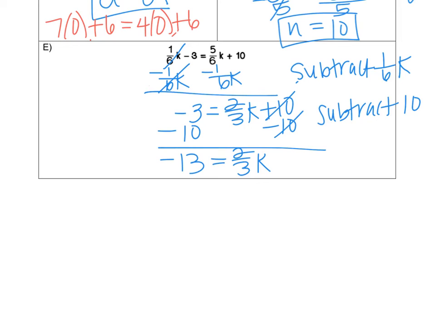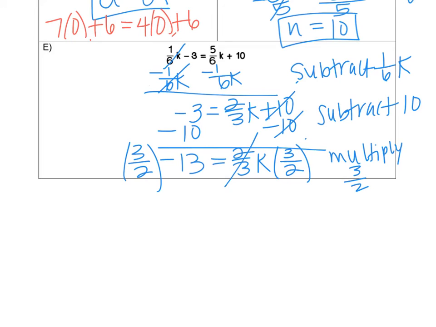So I need to get this 2/3 to the other side. So the easiest way to do that, you could multiply by 3 and then divide by 2. I just like multiplying by the reciprocal. So I'm going to say multiply by 3 over 2, because what happens is 2/3 times 3/2 is 1. Anytime you multiply by the reciprocal, it just equals 1. So then I would have 3/2 times -13.